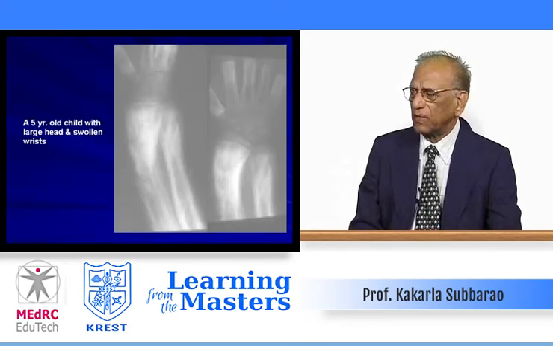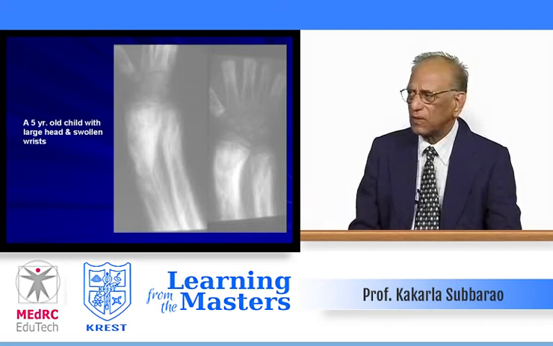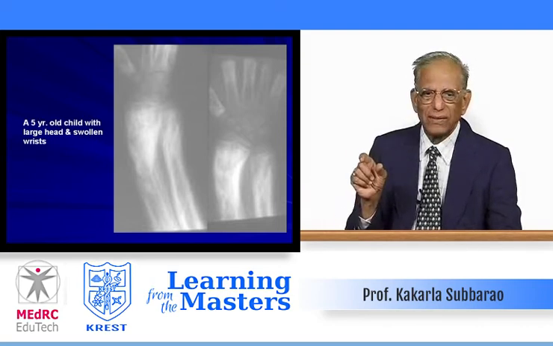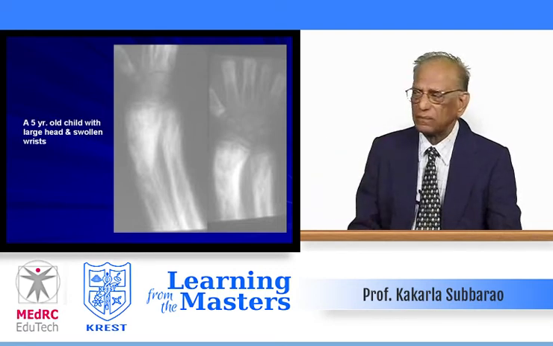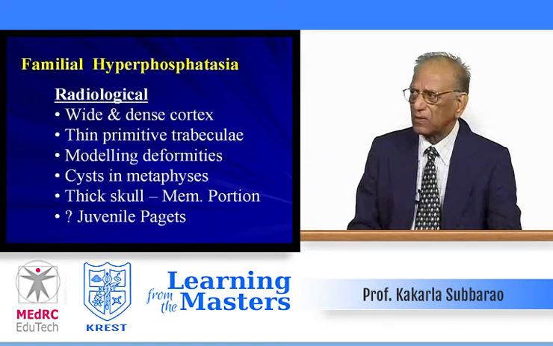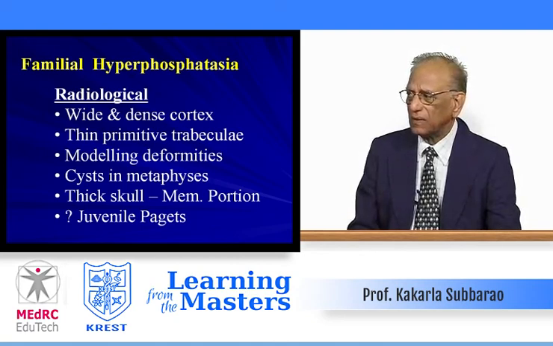This is a 5-year-old child with a large head and swollen wrists. If you look into the radiograph, all you see is marked widening of the tubular bones with sclerosis and thickened trabeculae. And this is the case of familial hyperphosphatasia. Radiological changes, what are they? Wide and dense cortex, thin primitive trabeculae, modeling deformities, cysts in metaphyses, thick skull. That's why the patient presents with a large head.